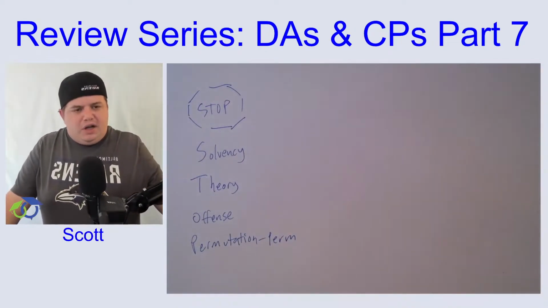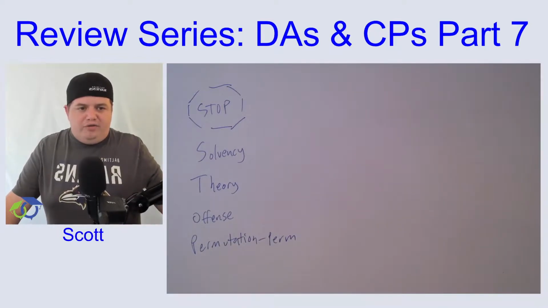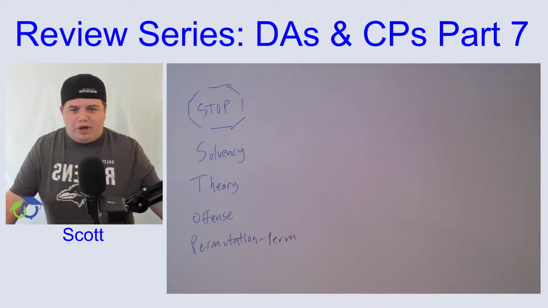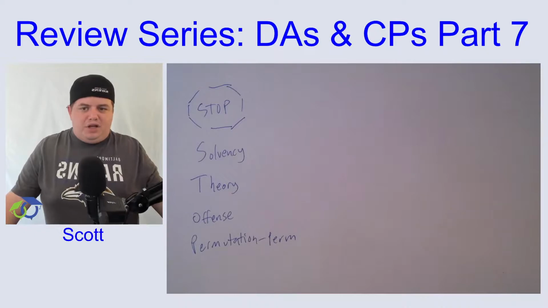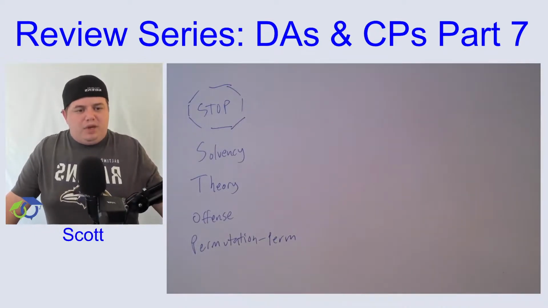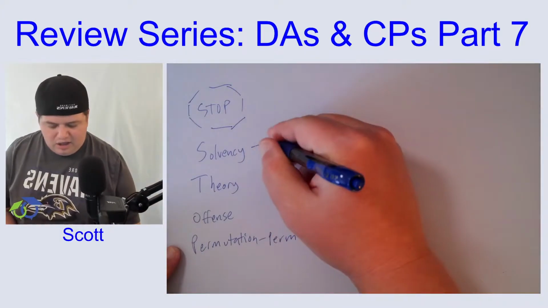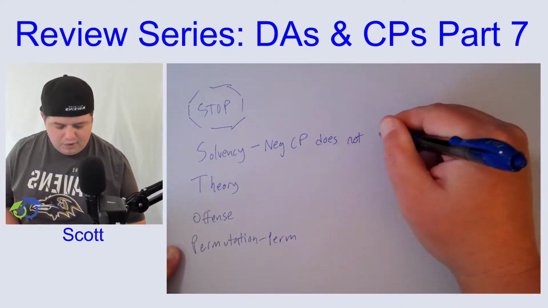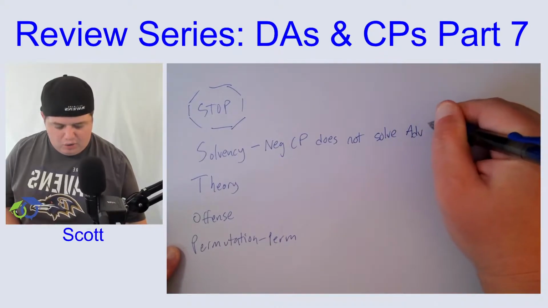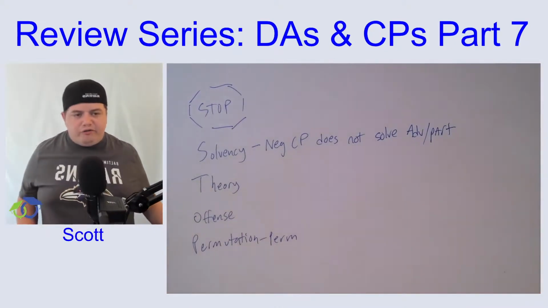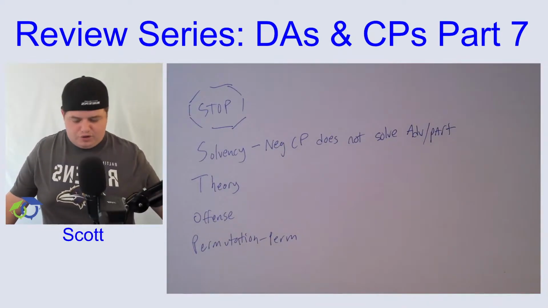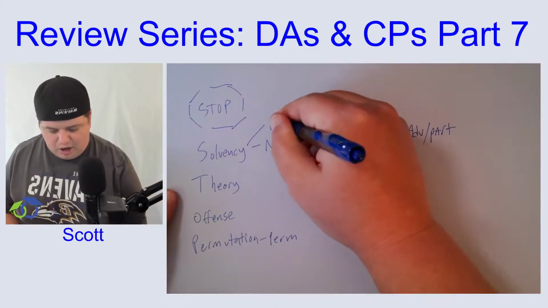A solvency argument against the counterplan is going to say the affirmative is not solved by the counterplan. So, if they say the regulation counterplan, regulations don't solve escalation because they don't lead to a ban, and then explain the warrants behind why that is true. Solvency would say that the neg counterplan in the debate does not solve an advantage or part of the affirmative in the debate. Pretty simply put.